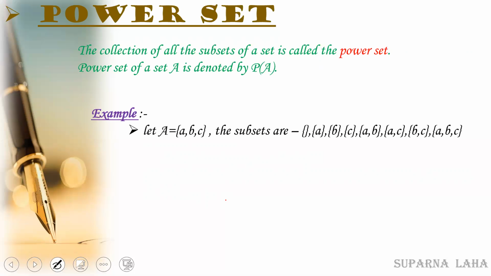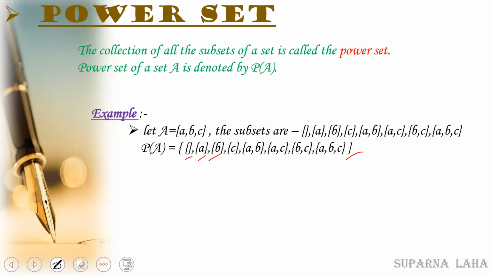You know that phi, {a}, {b}, {a,b}, {a,c}, {b,c} and {a,b,c}. That means the set itself. So these are the subsets. Now all the collection of these subsets is the power set. That means if we make a set with all the subsets of it, we'll find the power set. That means all the elements of the power set are again sets. Look at that. This is a set. This is a set. So all the elements of the power set are sets.